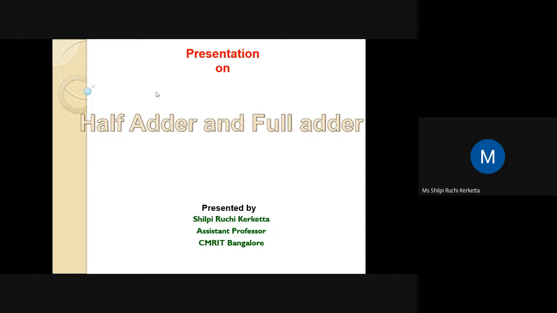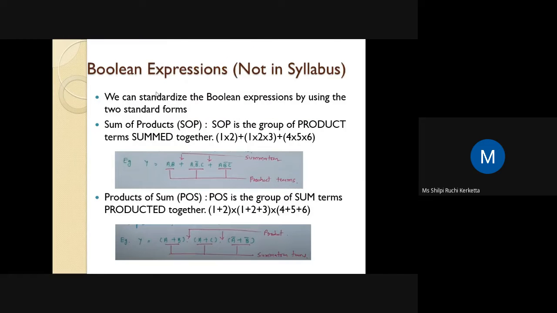If we have two numbers and we have to add them, how will we do it with this half adder? So these are the Boolean expressions. This is not in the syllabus, but it is important for you to understand the half adder. We can standardize the Boolean expression by using two standard forms. One is the sum of products, also called SOP, and the other is the product of sums.